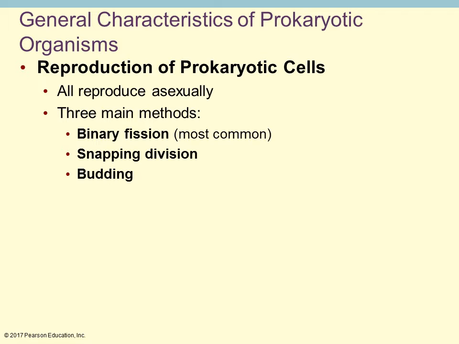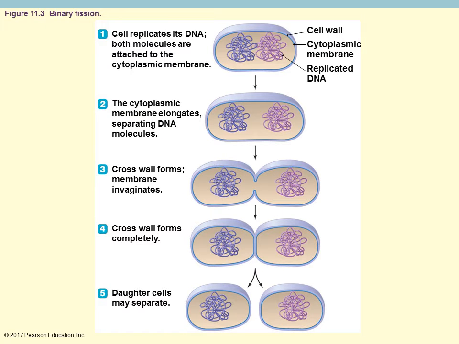In terms of reproduction with prokaryotic cells, they do reproduce asexually. The main or most common way that they will reproduce is what we call binary fission. Snapping division and budding can also occur with some species, not necessarily all, but some of them. So binary fission, prokaryotes like to keep it nice, short, sweet, and simple.